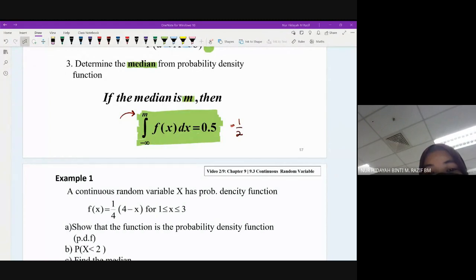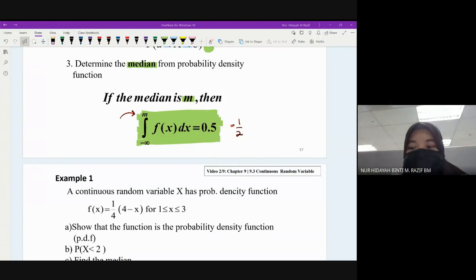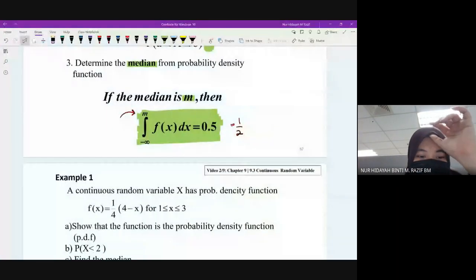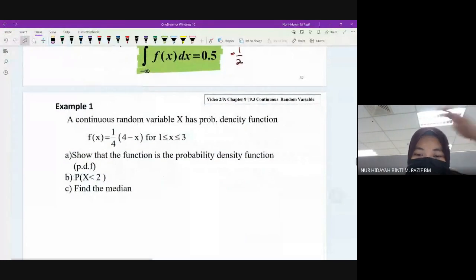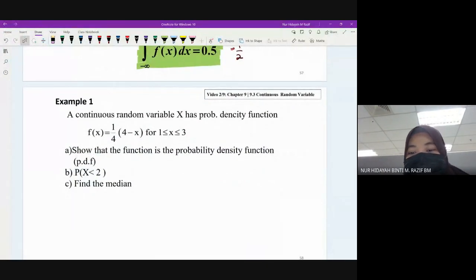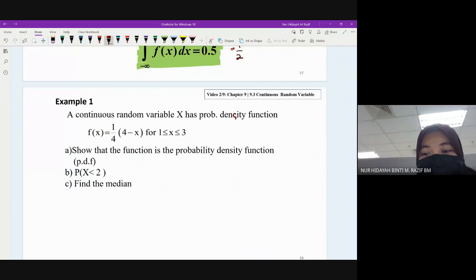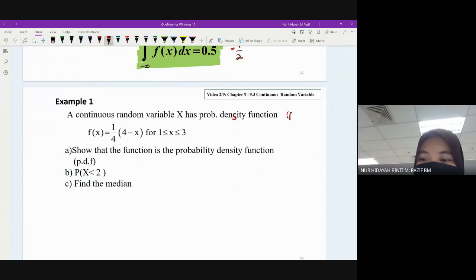Okay, so let's move on to the first example. So look at the first example here, yang mana untuk the first example, kalau you baca, dia kata a continuous random variable x has probability density function, PDF. Okay, PDF ni adalah diberi seperti berikut, fx is equal to 1 over 4 times 4 minus x untuk nilai x greater than or equal to 1 but less than or equal to 3. So show that the function is the probability density function. Jadi macam mana kita nak tunjukkan?